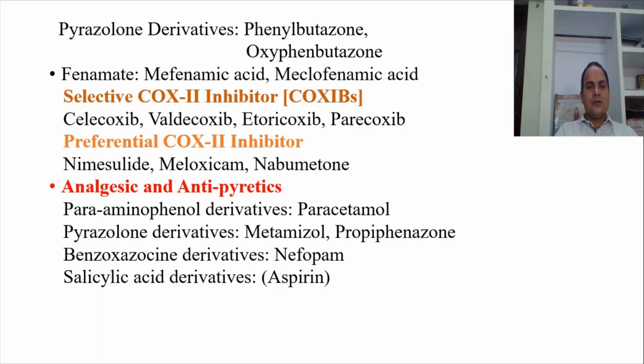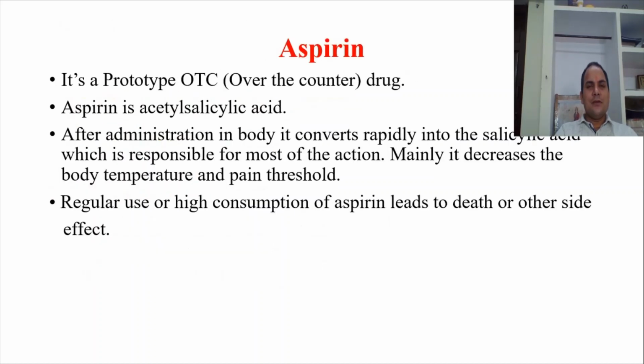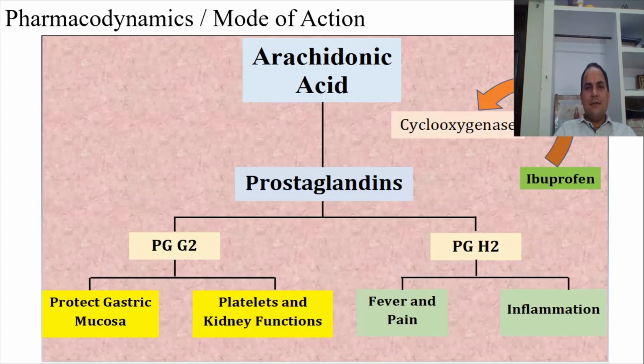Next are the benzoxazocine derivatives, nefopam. Next are the salicylic acid derivatives, for example aspirin. Aspirin is the prototype over-the-counter drug. Aspirin is acetylsalicylic acid. After administration, it converts rapidly into salicylic acid, which is responsible for most of the action. Mainly, it decreases the body temperature and pain threshold. Regular use or high consumption of aspirin leads to death or other side effects.